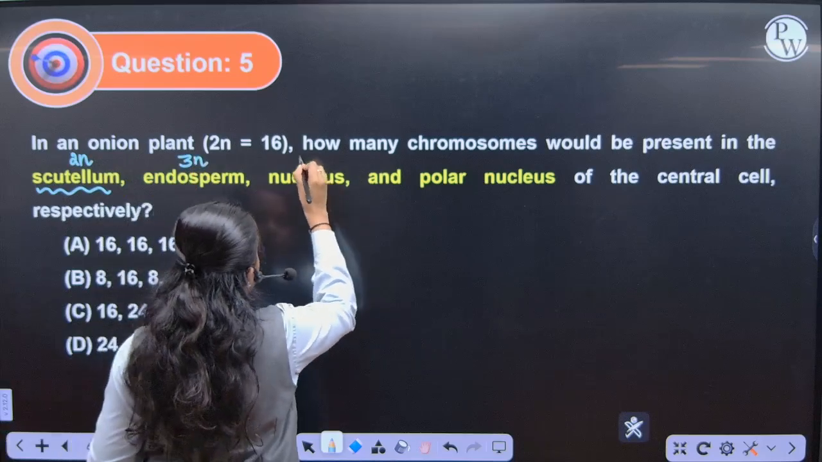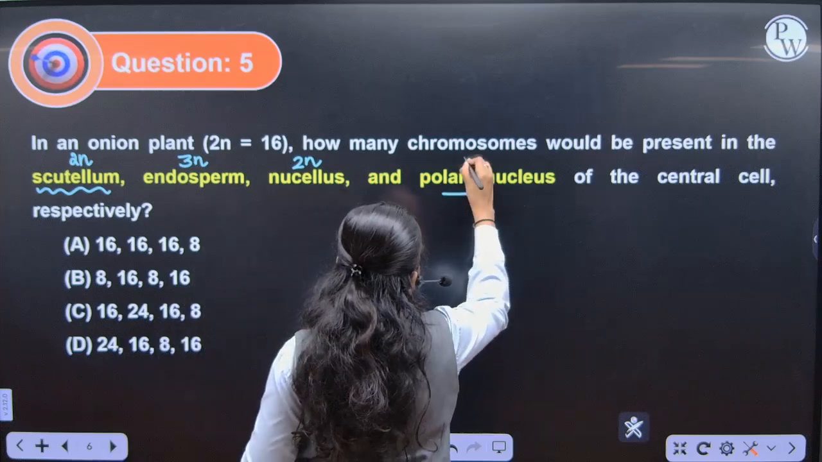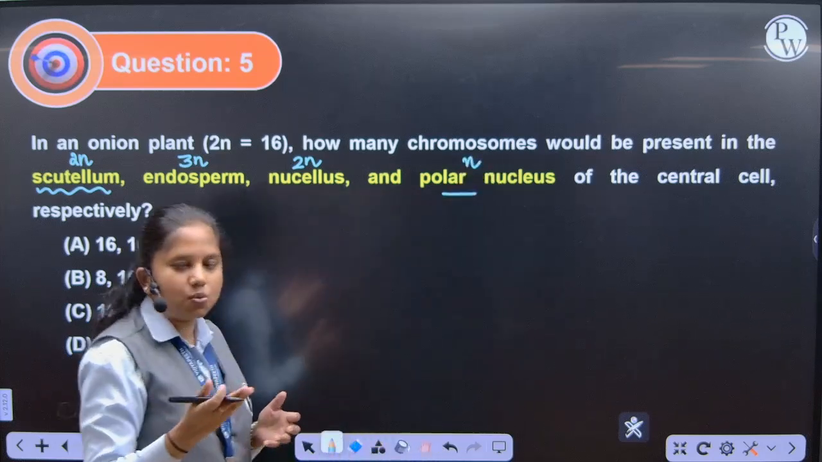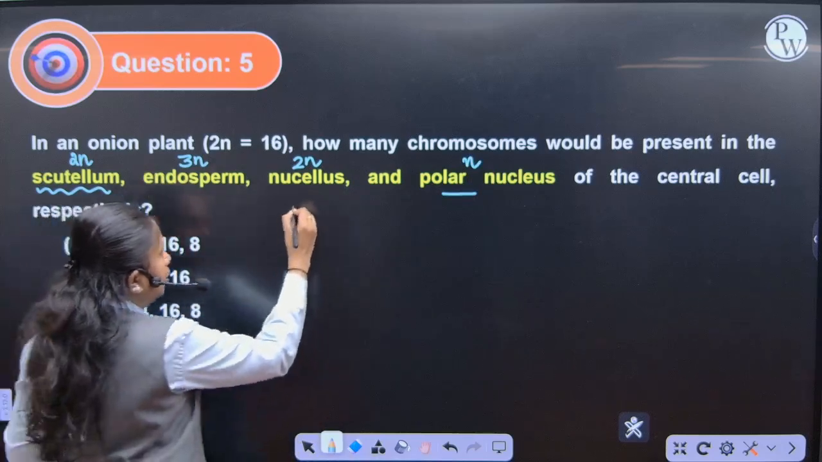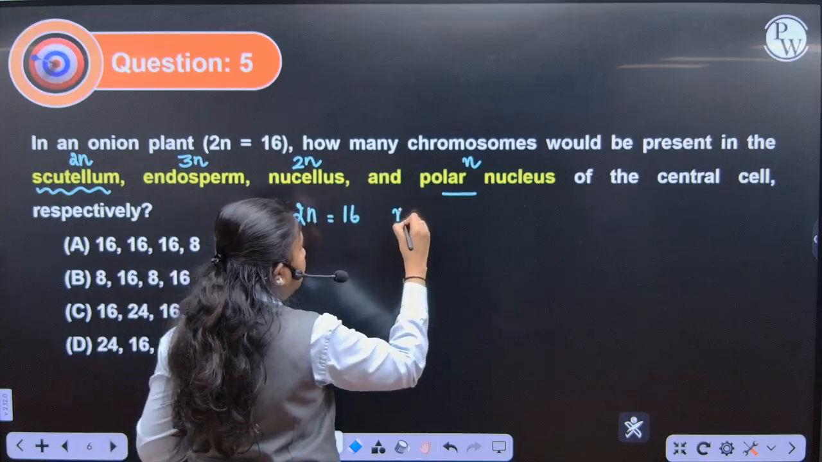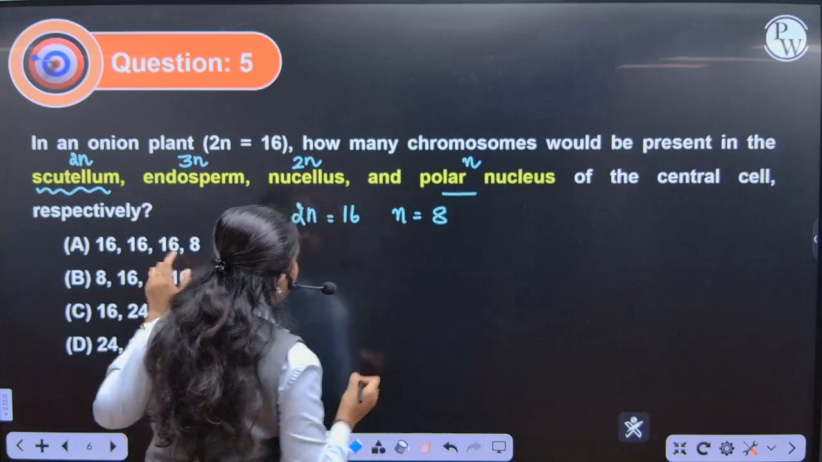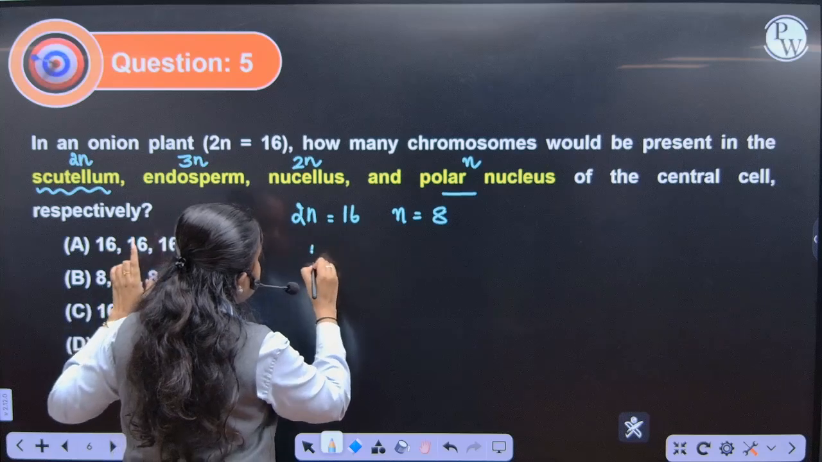Then nucellus will be 2n. Then we have polar nucleus, which is n. So we say n plus 1 because we have two polar nuclei. So here we know that 2n is equal to 16. So the haploid ones will be 8. So we know scutellum is 2n. So scutellum ploidy will be 16.